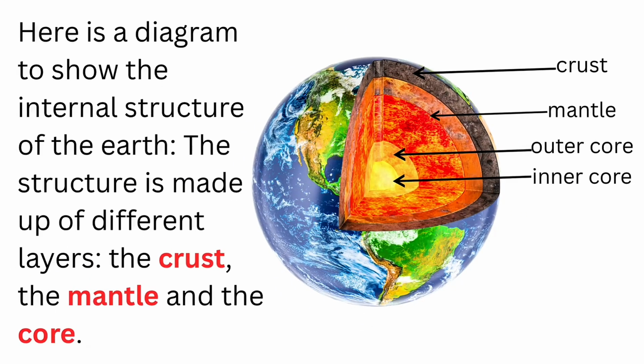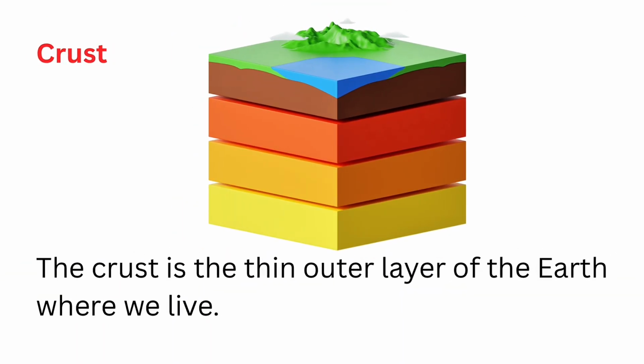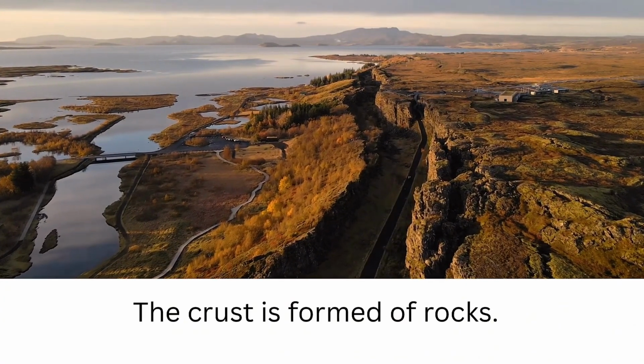Here is a diagram to show the internal structure of the Earth. The structure is made up of different layers: the crust, the mantle, and the core. Crust. The crust is the thin outer layer of the Earth where we live. The crust is formed of rocks.